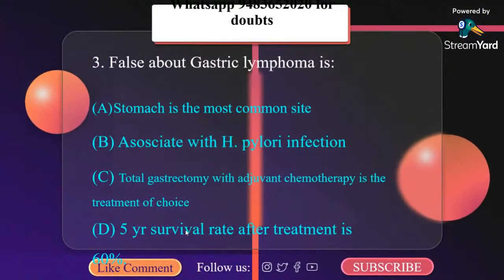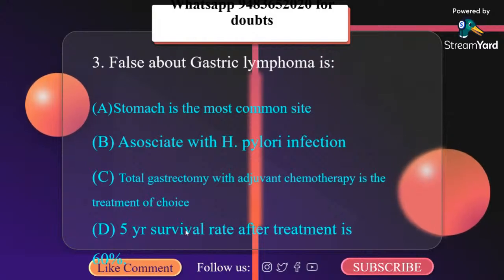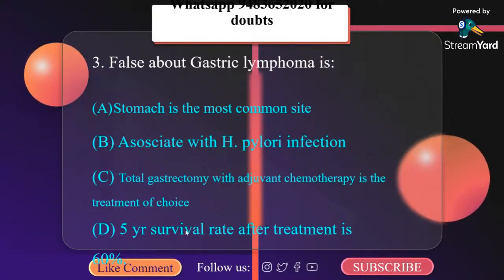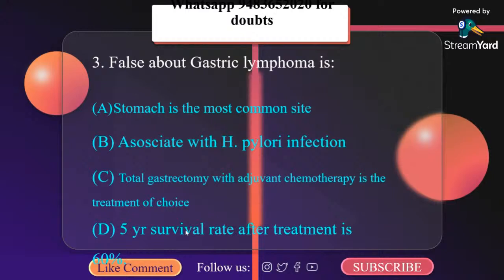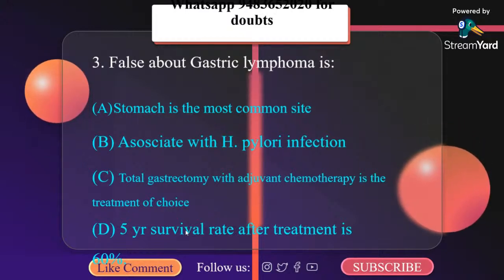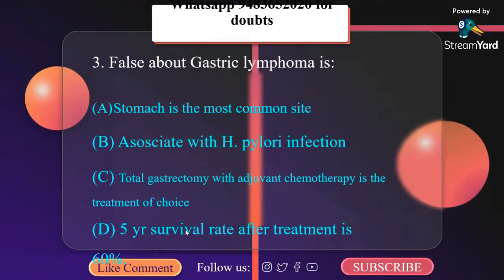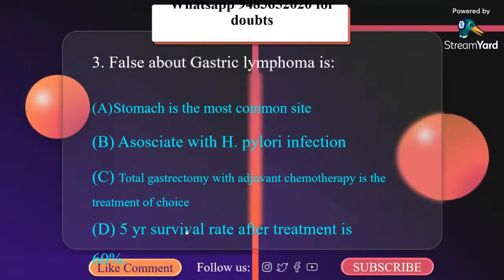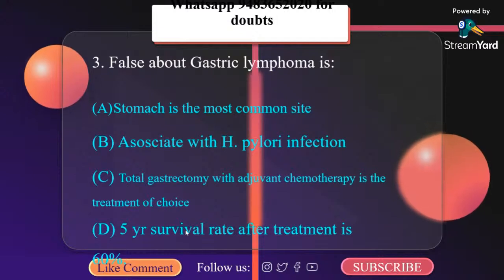False about gastric lymphoma is: A. Stomach is the most common site. B. Associated with H. pylori infection. C. Total gastrectomy with adjuvant chemotherapy is treatment of choice. D. 5-year survival after treatment is 60%. Now, let us know something about gastric lymphoma.